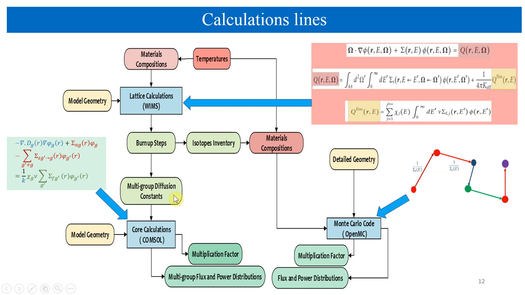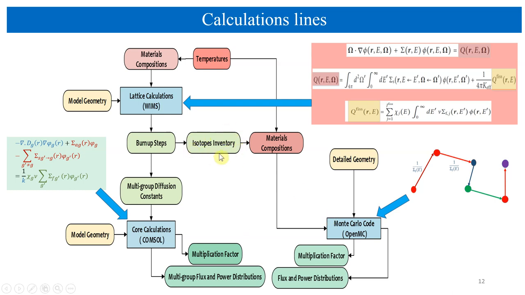After generating the multi-group diffusion constants, we can use them later to solve the core calculation. We call it core calculation: solving the multi-group diffusion equations using these group constants. We have to identify the number of groups that I need to solve it: 2 group, 5 group, 6 group. We introduce the model geometry, and the result will be mainly the multiplication factor, or the eigenvalue of the system, and the multi-group flux and power distributions. It can also calculate the interaction rates by default, but mainly the multiplication factor and the multi-group flux and power distribution.